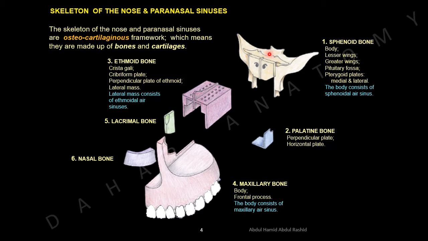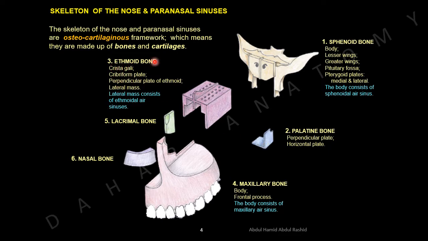We call it pituitary fossa. Below the body on each side is a pair of flat bones called medial and lateral pterygoid plates. The body consists of sphenoidal air sinus. This is the second bone called palatine bone. It has 2 parts. This is the perpendicular plate of the palatine bone and this is the horizontal plate of the palatine bone.